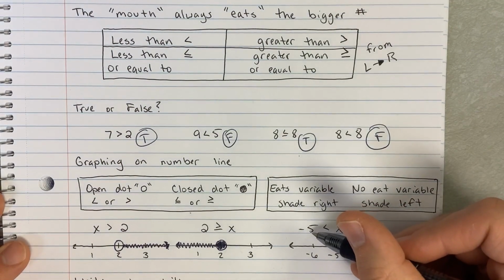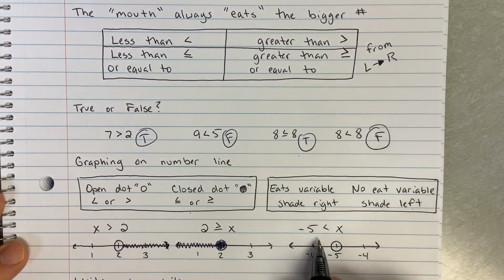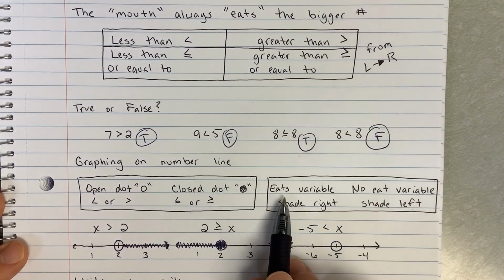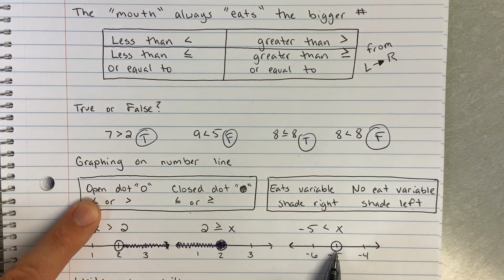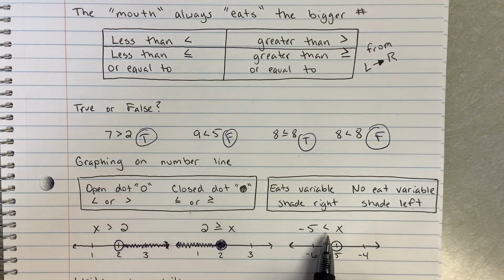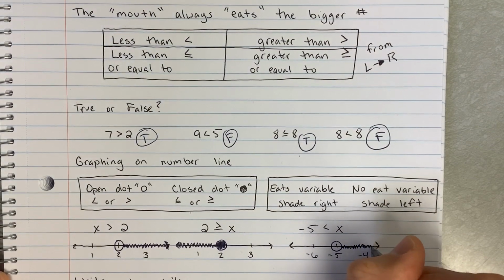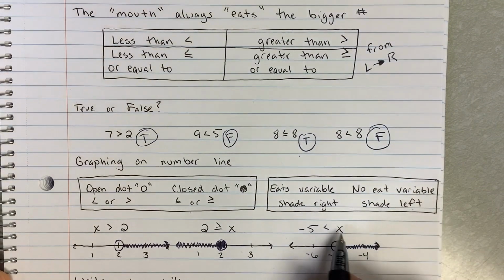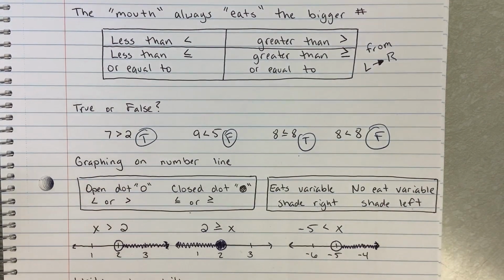Last one. I got my -5, that's what I'm referencing. So I put a circle there. Am I gonna shade it in? No, it has no equal to portion here, so it's going to be an open dot. Now I ask myself my second question, is my variable being eaten? Well, this thing is eating the variable, yes. Okay, it's eating the variable, so I go ahead and I shade right. Because what this is saying is my answers are all the X's bigger than -5, which would be towards the right. That's it, guys. It's that simple.